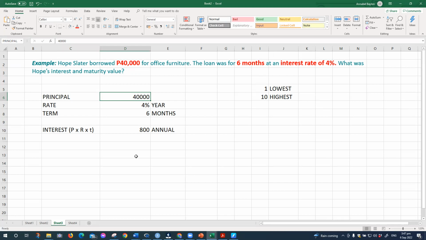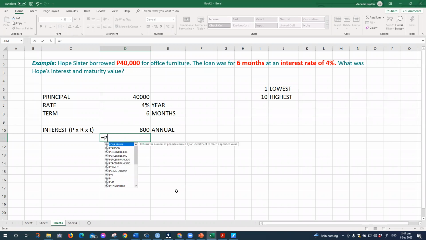What's the advantage? A simple advantage: equal to, if you're going to keep on using that, you can type P. When you type P, the functions starting with P will appear. Notice this, principal. Do you see this?